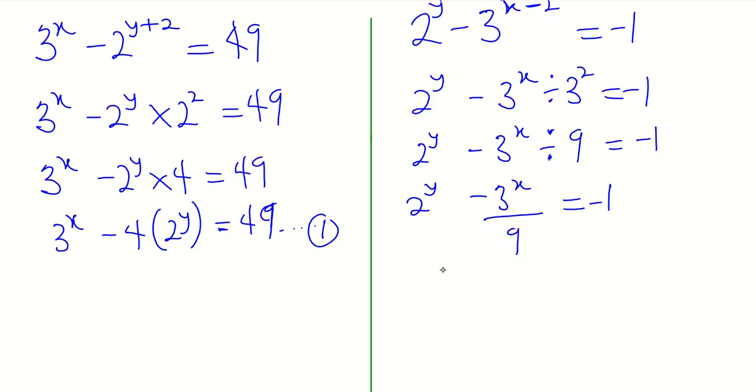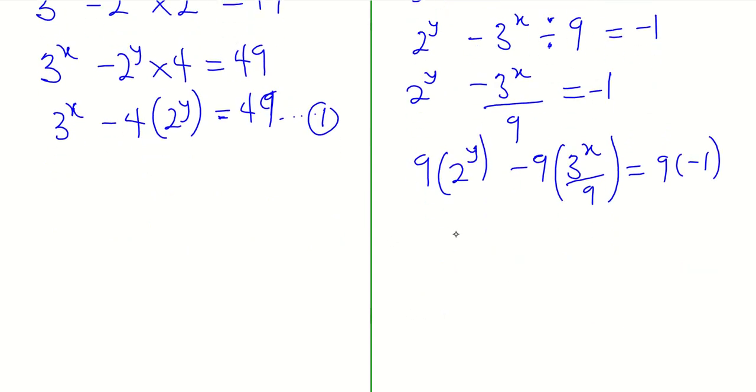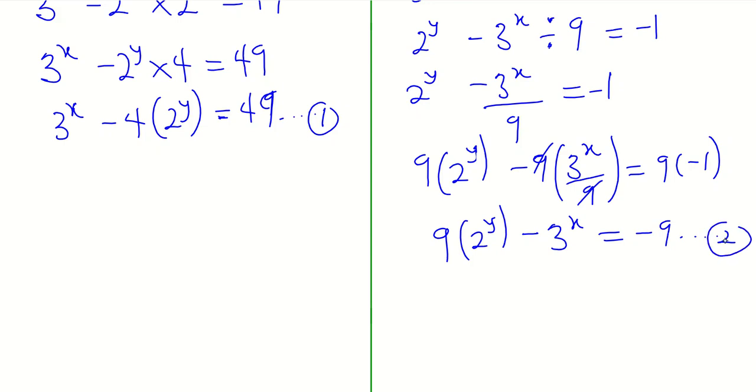So multiply through by 9, which means you have 9 multiplied by 2^y minus 9 multiplied by 3^x divided by 9, which is equal to 9 multiplied by -1. So we have 9 multiplied by 2^y. Now this 9 cancels that 9, and what is left here is 3^x. So minus 3^x we have here as -9. And we can call this equation 2.